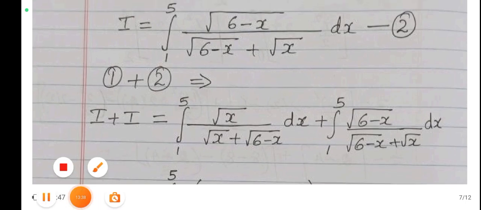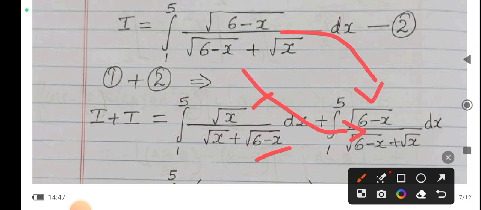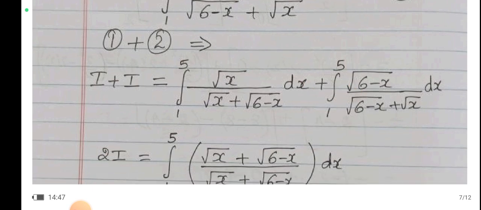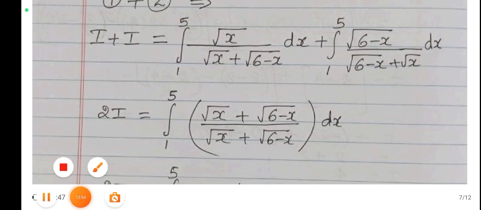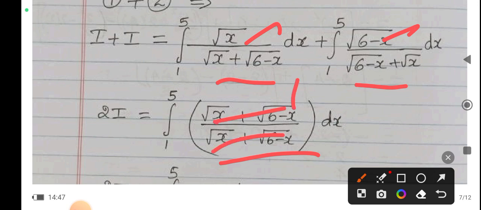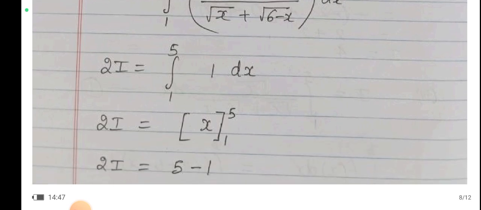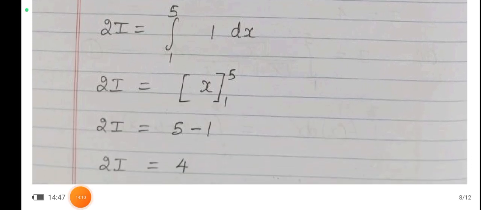Now first equation plus second equation, we are adding I plus I. Integral 1 to 5 root over x by root over x plus root 6 minus x dx. Again integral 1 to 5 root over 6 minus x by root 6 minus x plus root x. Clear, check. Then I plus I is 2I. So the denominator is common, root x plus root 6 minus x, and the numerator is root x plus root 6 minus x. Can we cancel it? If you cancel now, you are getting 1. So when we have 1, kindly integrate 1. What is the integration of 1?